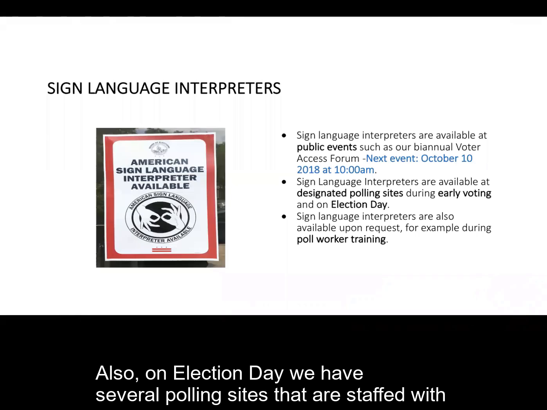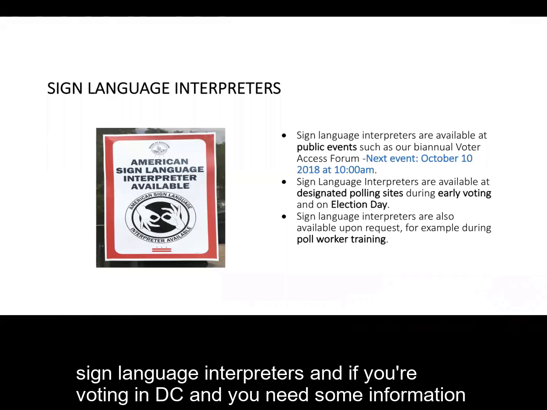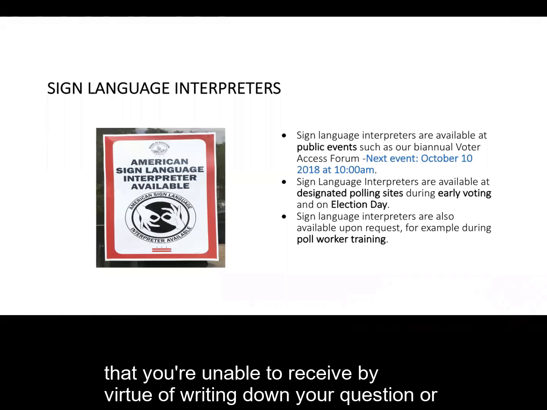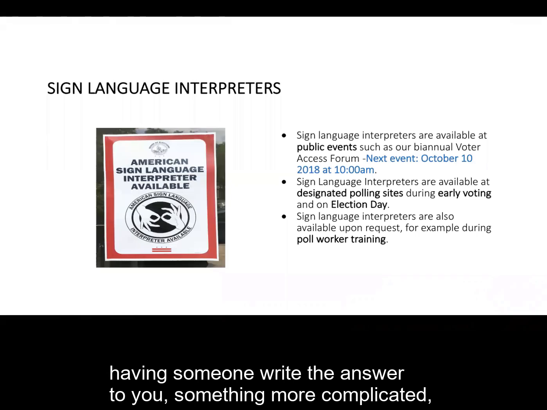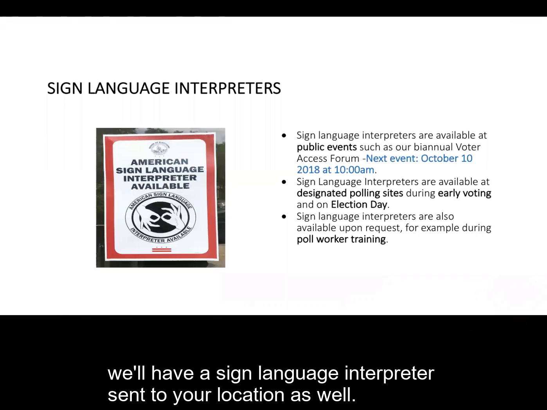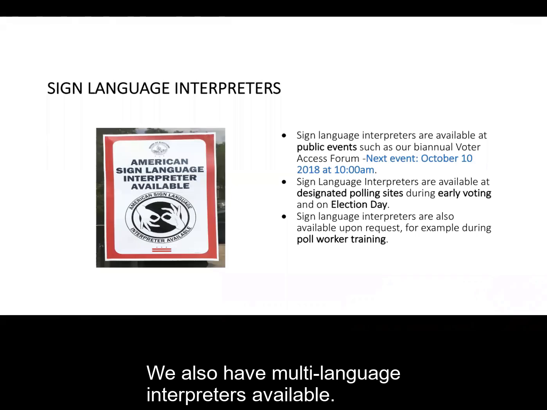Also, on election day, we have several polling sites that are staffed with sign language interpreters, and if you're voting in DC and you need some information that you're unable to receive by writing down your question or having someone write the answer to you, something more complicated, we'll have a sign language interpreter sent to your location as well. And we also have multi-language interpreters available.